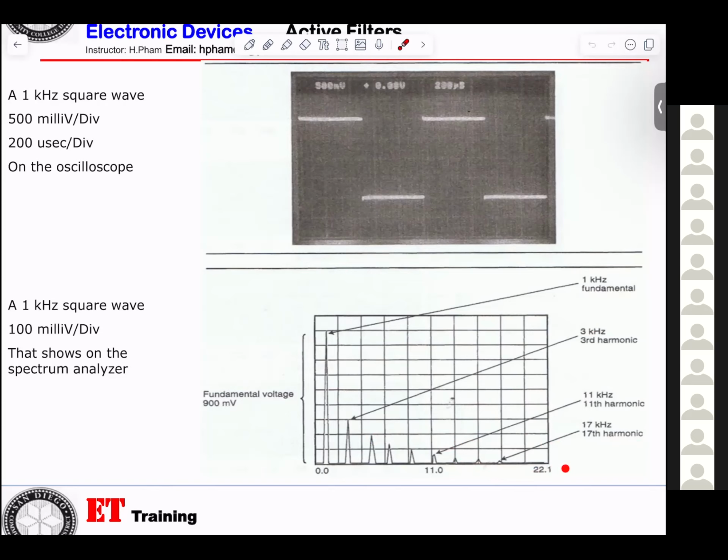Right. But what I was asking Mr. Pham was, based on all the years you've been working in electronics, have you noticed the square wave is kind of like a pure square wave when you get to either 11 or 13? 13. Okay. They recommend, normally, you can try working up until the 13th harmonic, that'd be fine. Okay. Thank you.